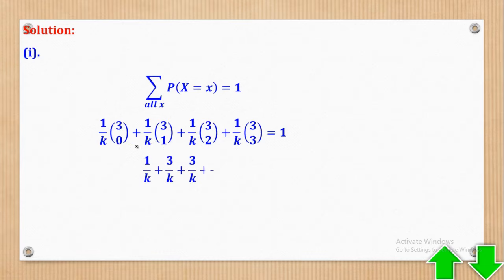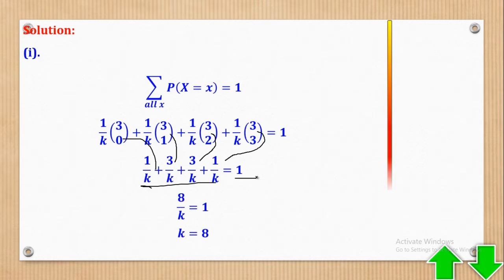Then from there, remember that 3 combination 0 is 1, 3 combination 1 is 3, 3 combination 2 is 3, and 3 combination 3 is 1. Therefore, add all those probabilities and equate them to 1. Then make k the subject. So that's what they wanted.